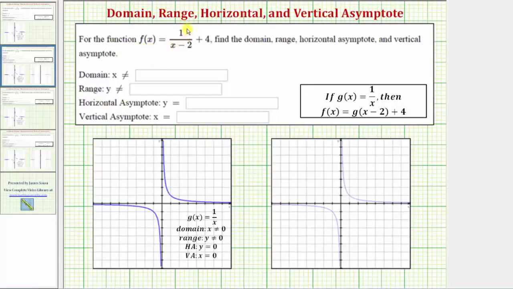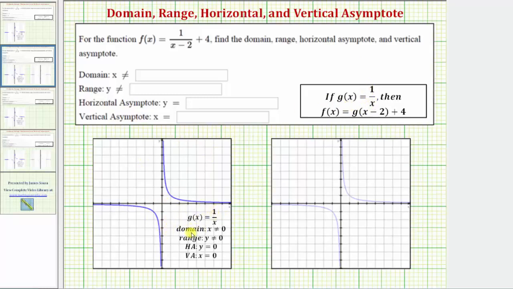Function f of x equals 1 divided by the quantity x minus 2, plus 4. We want to find the domain, range, horizontal asymptote, and vertical asymptote. For this example, we'll be determining this information using a transformation of the basic function g of x equals 1 divided by x. So this video does assume we're familiar with the basic function g of x equals 1 divided by x, which is graphed here for review.